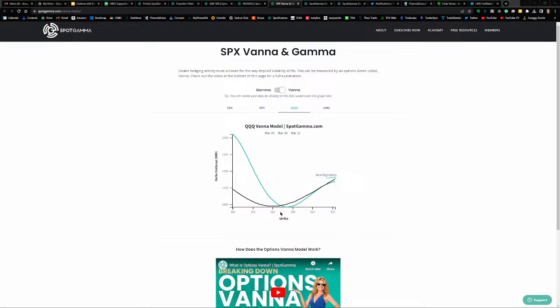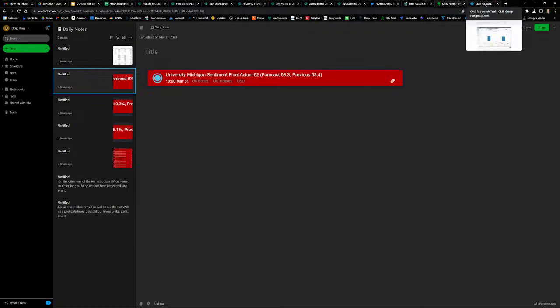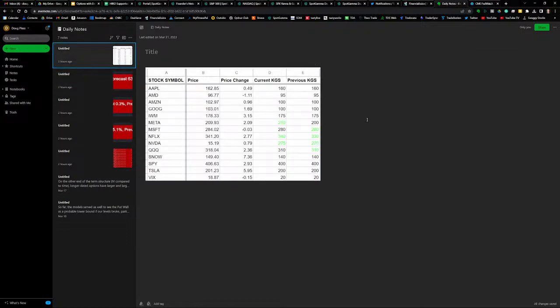All right, so that's an illustration of what I was just talking about, and how market makers are positioned, and how they are expected to trade and hedge in these positive and negative environments. All right, so that is my positional analysis for the indices, the S&P 500 and the NASDAQ. For stocks, actually my starting point is this spreadsheet that I track, the key gamma strike for all the stocks on my watch list.